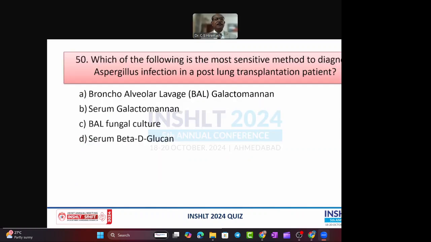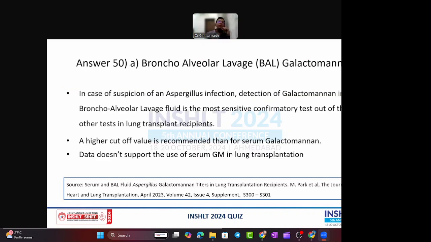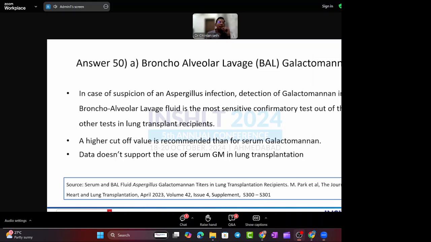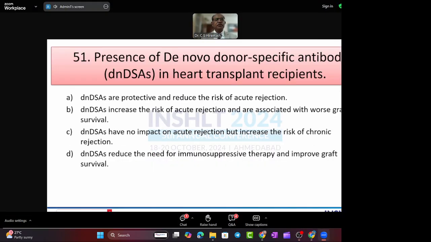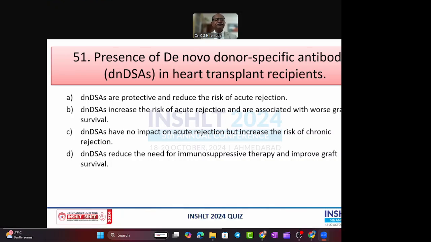Next slide, please. Which of the following is the most sensitive method to diagnose aspergillus infection in a post-lung transplantation patient? Yeah, so the answer is bronchoalveolar lavage galactomannan. We have two: one is serum galactomannan and second is bronchoalveolar lavage. But when it comes to post-lung transplant diagnosis of aspergillus, the gold standard is bronchoalveolar lavage galactomannan. So that is the clear-cut answer. Next slide, please.